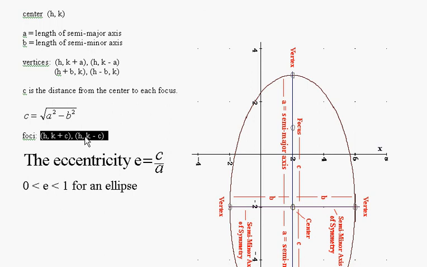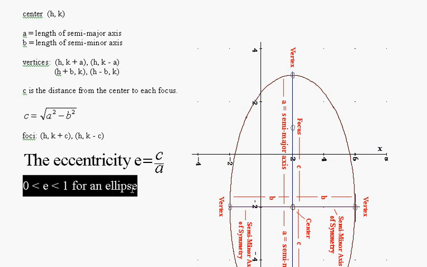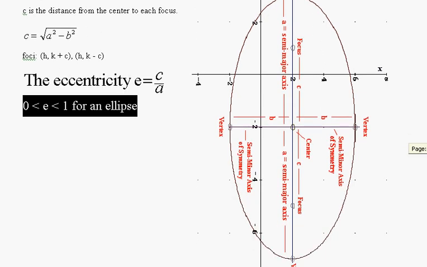And again, it's still an ellipse, so eccentricity is calculated as E equals C, the distance from the center to each focus, divided by A, the square root of the large denominator. And to check that you're in the right ballpark, the right neighborhood, that eccentricity should be greater than 0 and less than 1.